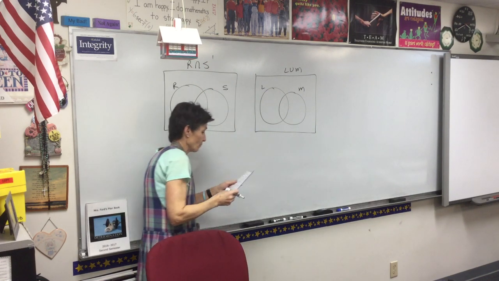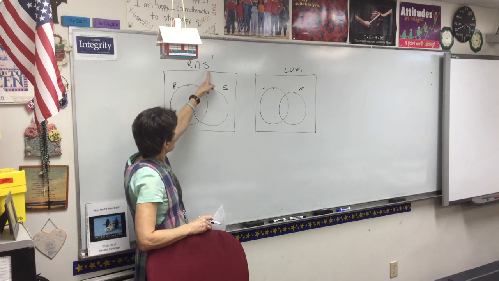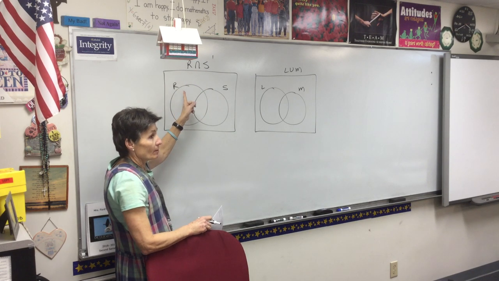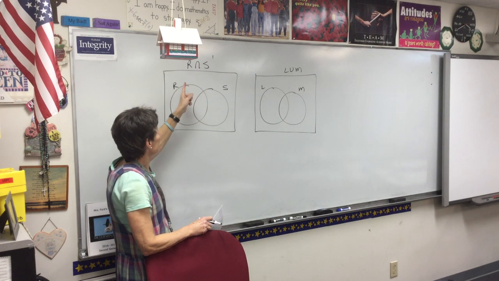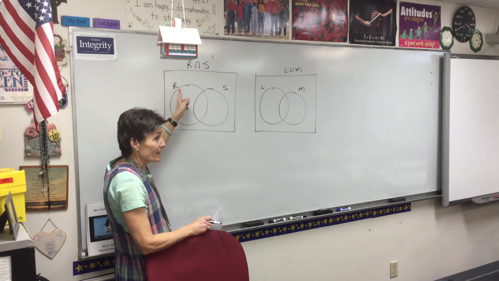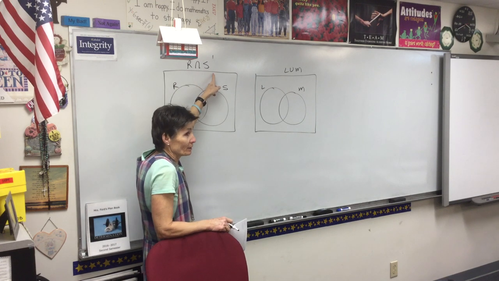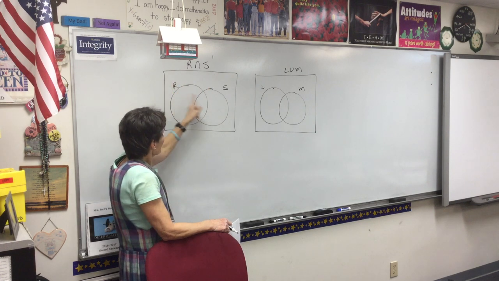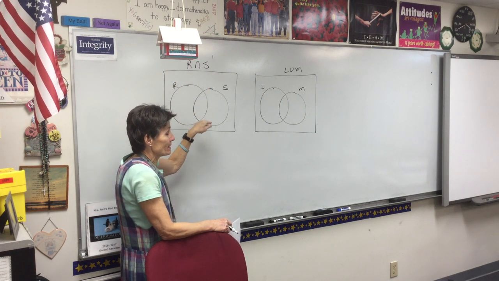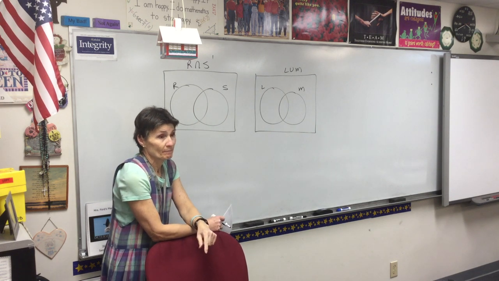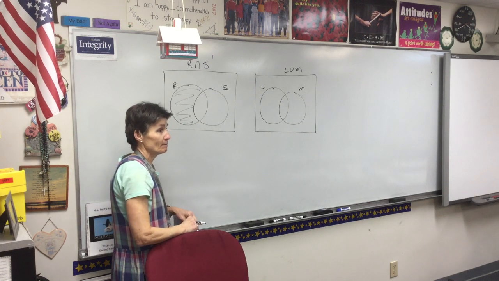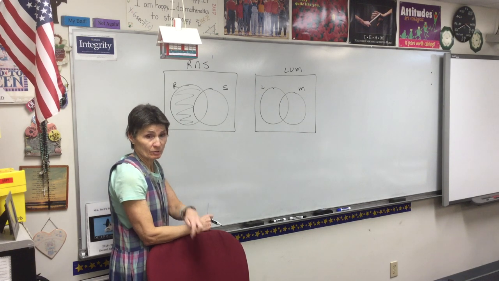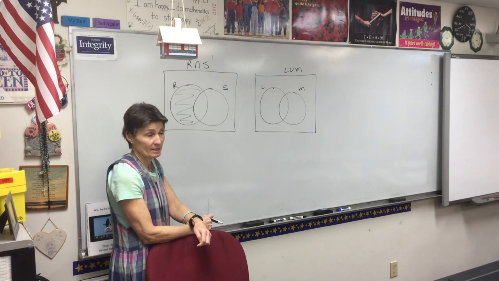Okay, so what does this mean? What am I shading? Think of this as R and not S. So that means I like raisins, but I don't like saltines. So where are the people who like raisins but don't like saltines? Aren't they right here? Just that part right there? Yes. So that's what we shade in. Those are the R's but not the S's.